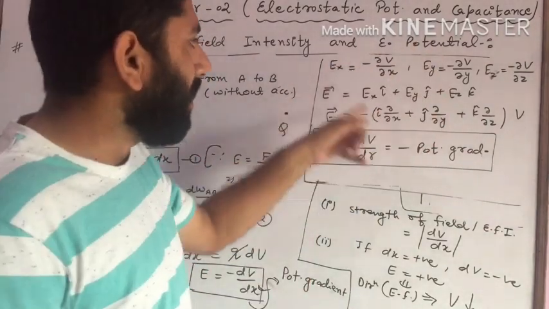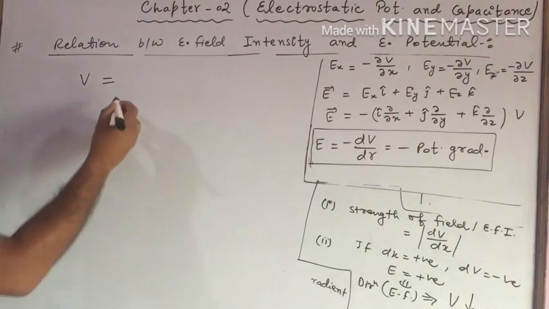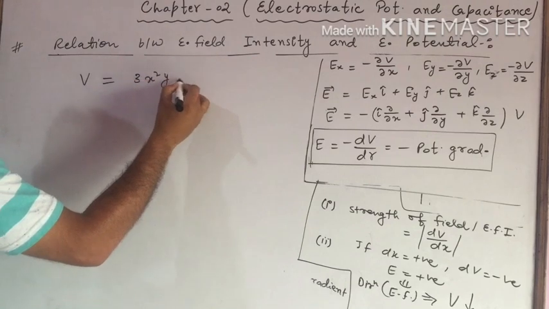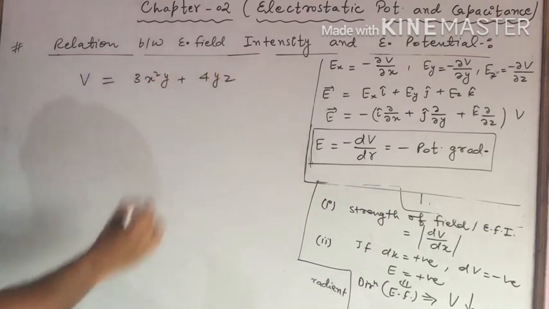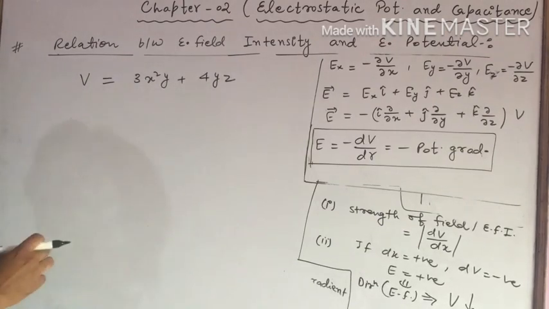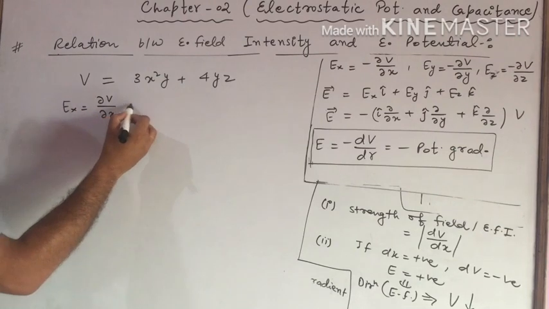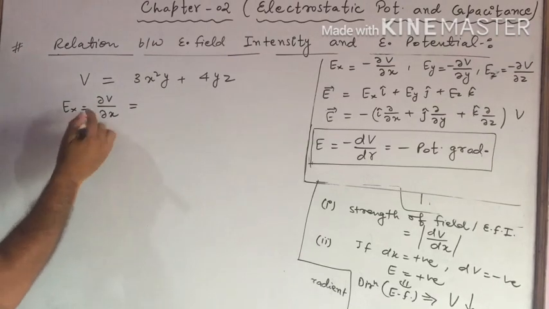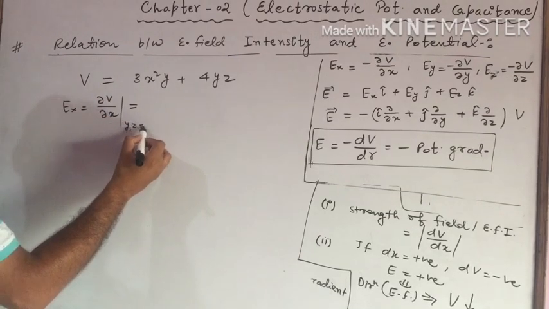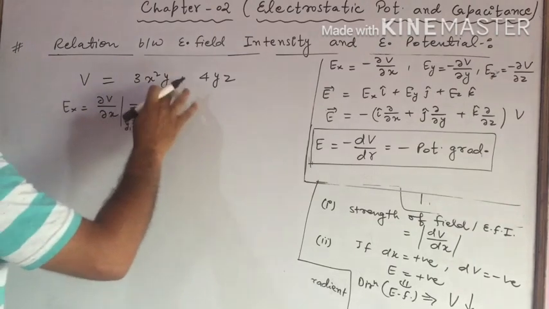Okay, to make this clear, I am going to consider an example. The potential of a given charge configuration is something like 3x square y plus 4yz. So the potential function is given to us, and we have to find the x, y and z components of electric field. For the x component, we have to differentiate it with respect to x only. So y and z will be treated as constants. Let us differentiate this one.